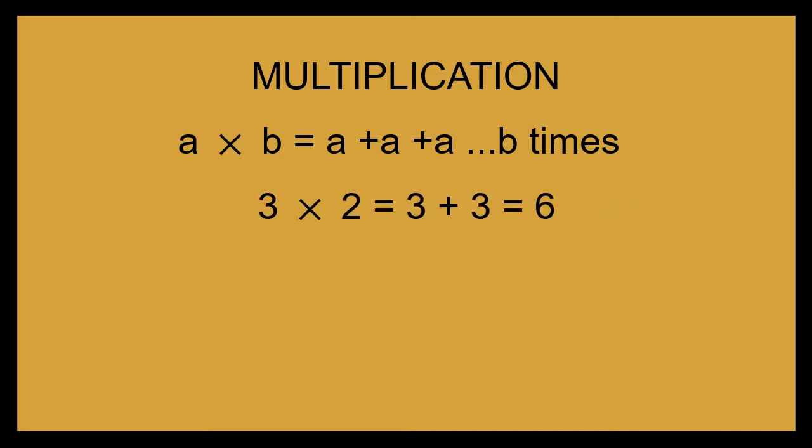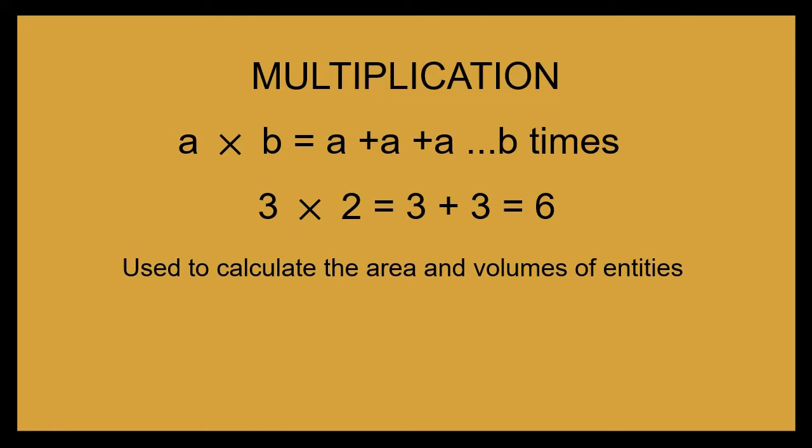Multiplication. Multiplication is the higher order of addition. When you multiply a number A by a number B, you are basically adding A, B times. That is, A into B is equal to A plus A, B times. Example, 3 into 2 equals 3 plus 3 equals 6.